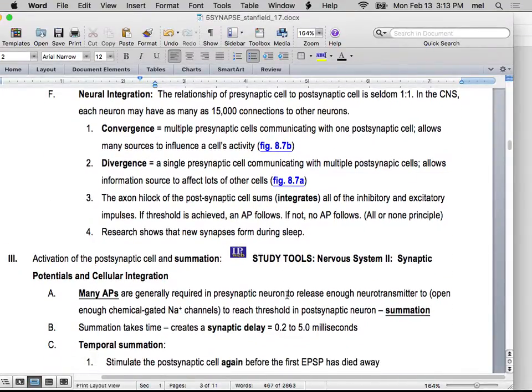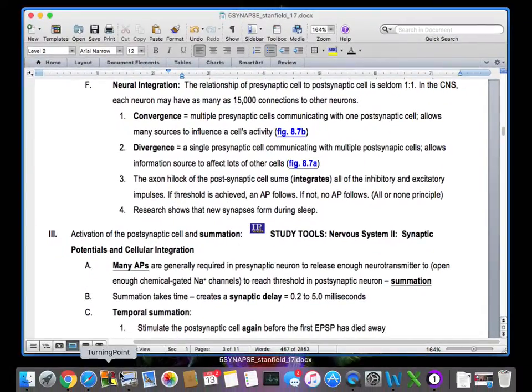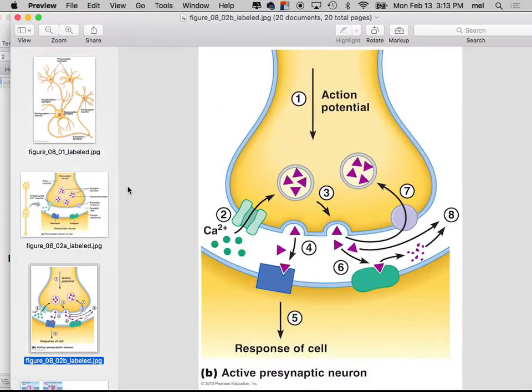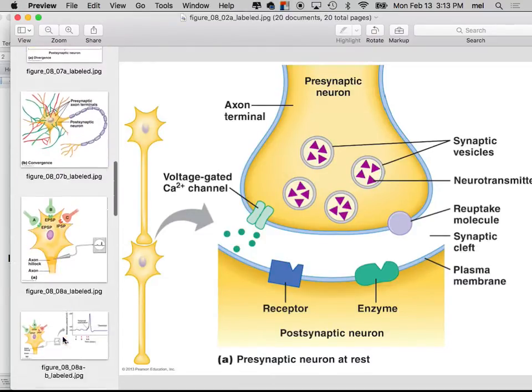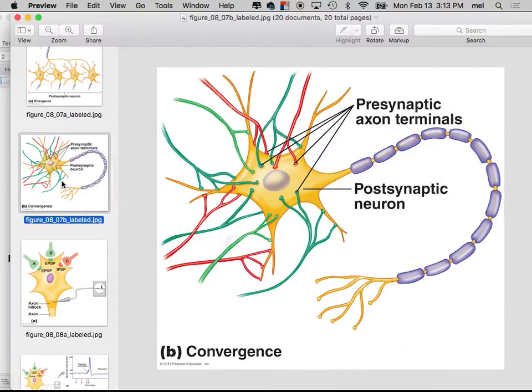Okay, so what we have been implying with these figures and this story is that the relationship between neuron to neuron is one-to-one. And it's not. Certainly not in the central nervous system. You don't just have one neuron communicating with another neuron. It's usually more like this, or look at that and make 15,000 connections to a single neuron.